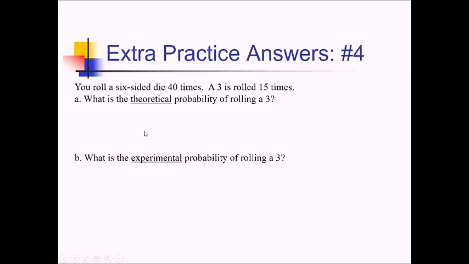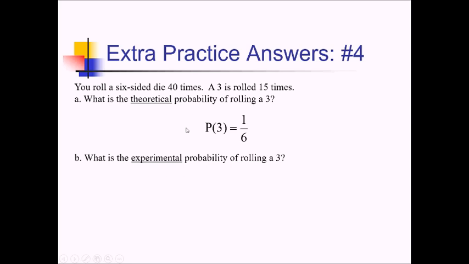For this problem, we roll a 6-sided die 40 times. A 3 is rolled 15 times, and we want to compare the theoretical and experimental probability of rolling a 3. So the theoretical probability, that's just the number of desirable outcomes divided by possible outcomes. When you roll a die, there's 6 outcomes you could get, and only one of them is a 3. So our theoretical probability of rolling a 3 is just 1 out of 6.